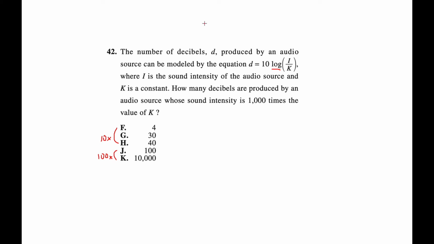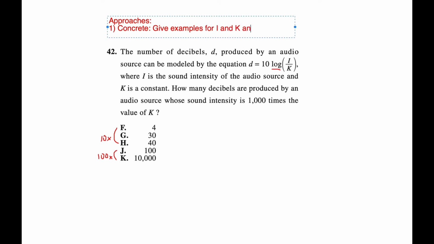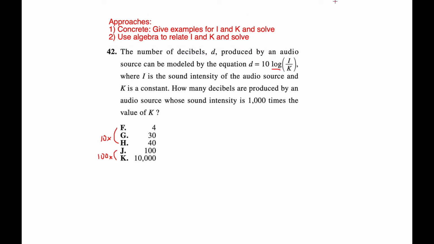And that leads to the approaches that we can take on this question, which I will write here at the top. So one is more concrete, which is basically to give examples for I and K and solve. And the second way is to use algebra to relate I and K and to solve it from there. Either of these ways of approaching the question can be super efficient. As always, I'm going to start with a more concrete way just to reinforce our awareness here that we can use that approach on this test.